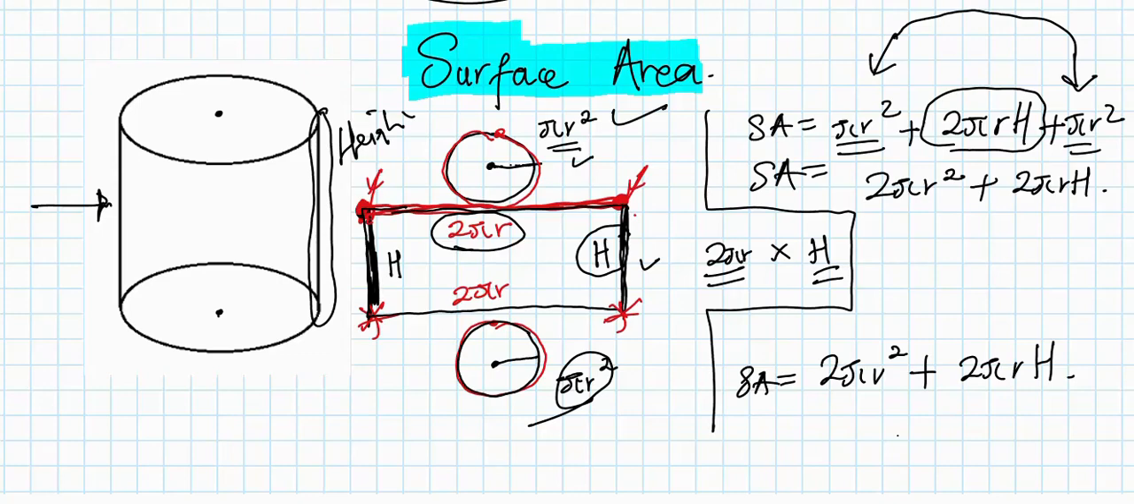Okay, that's it from me today in terms of deriving the surface area of a cylinder. And everything else here, you just substitute. They gave you the radius, you substitute. They gave you the height, you substitute. Whatever you do here, it's just substitution. Then you get the answer.